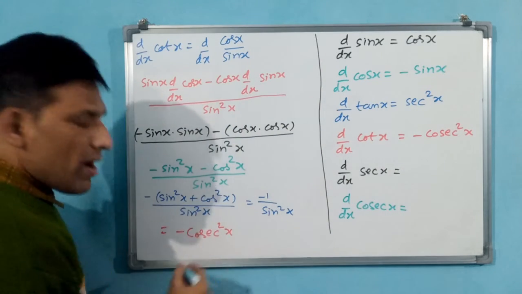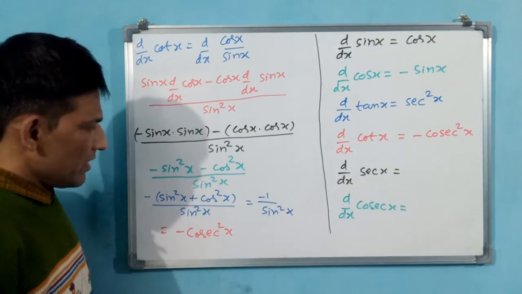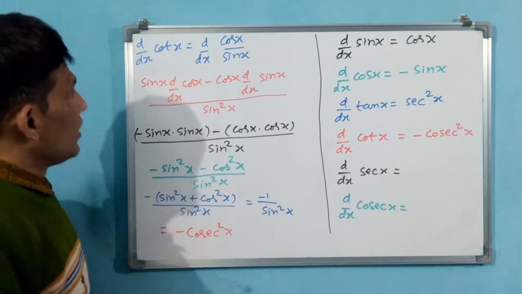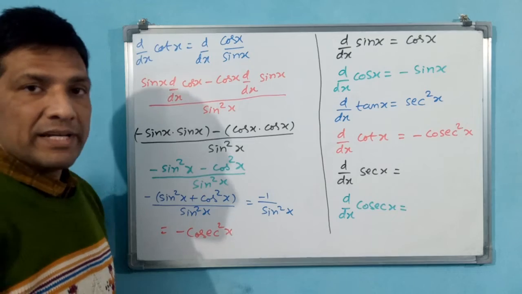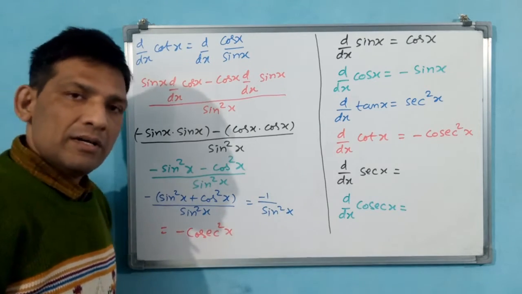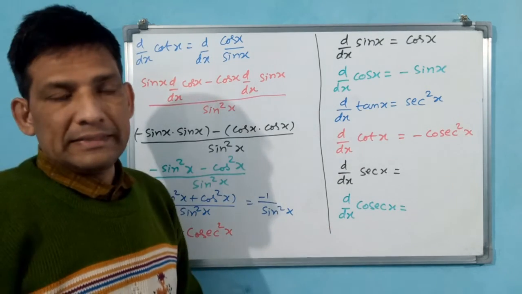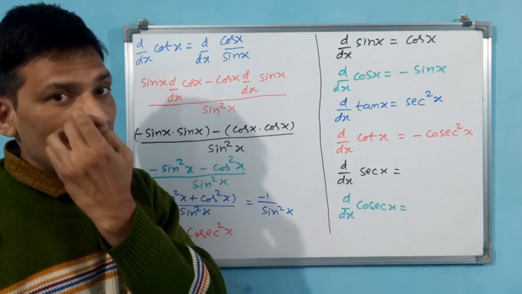This you write in one box. Okay. d by dx cot x is equal to minus cosecant square x. Like in one box you have to write. These are like standards you have to take. Again and again these are going to be useful for us.